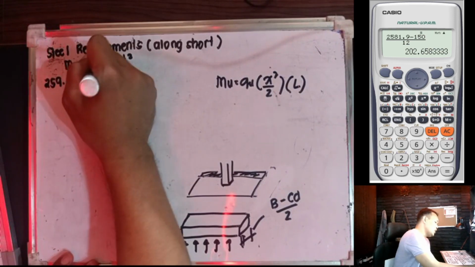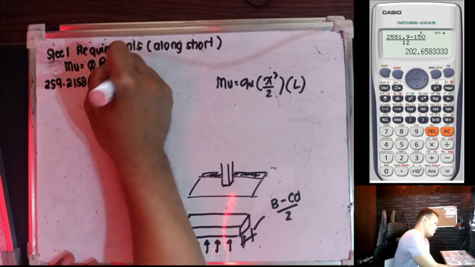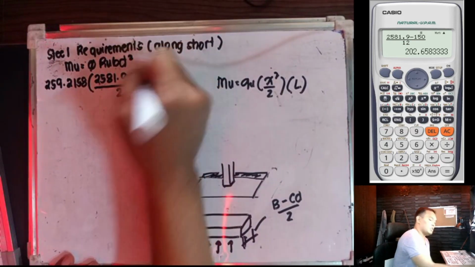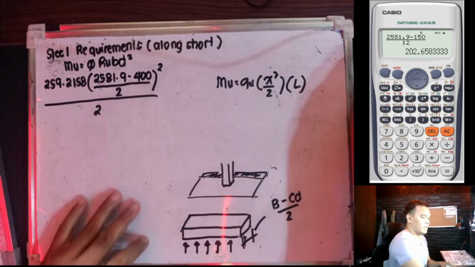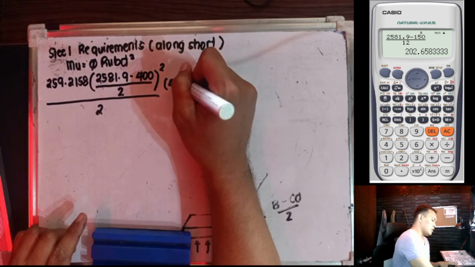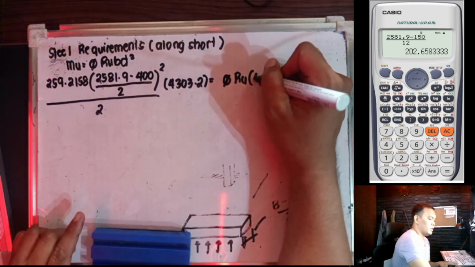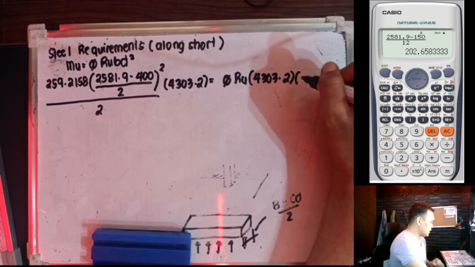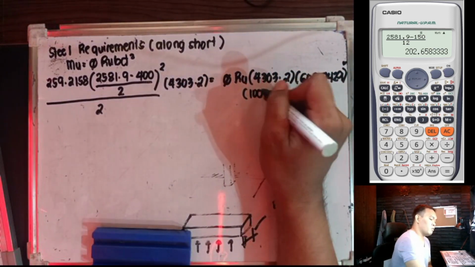259.2158 multiplied by X, which is equivalent kay the dimension of the footing, 2581.9 minus 400 column dimension all over 2, which is the value of X, so squared, divided by 2 multiplied by L. The value of L is equivalent kay 4,303.2 is equivalent kay phi RU B, which is equivalent kay 4303.2, then D, which is equivalent kay 602.7429 squared multiplied by the conversion factor, which is 1,000.